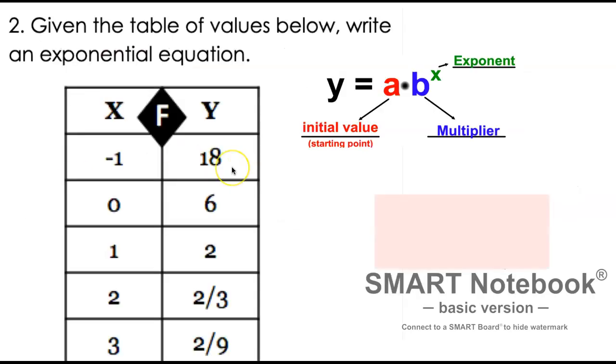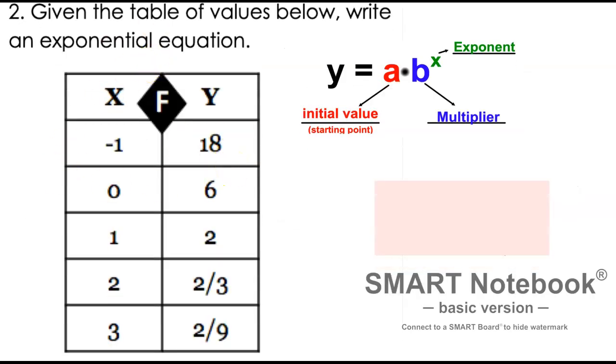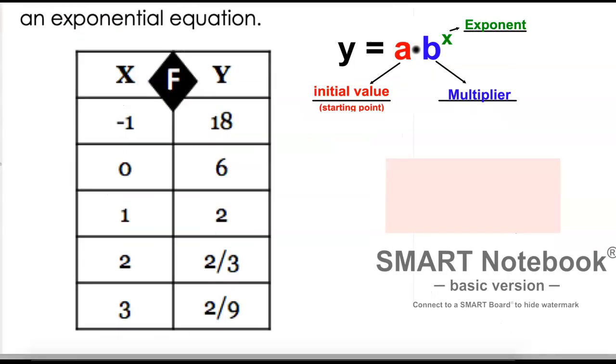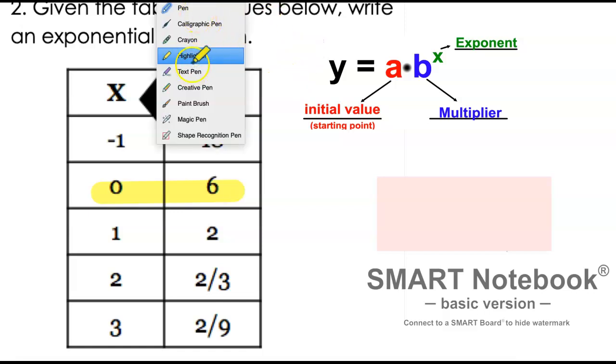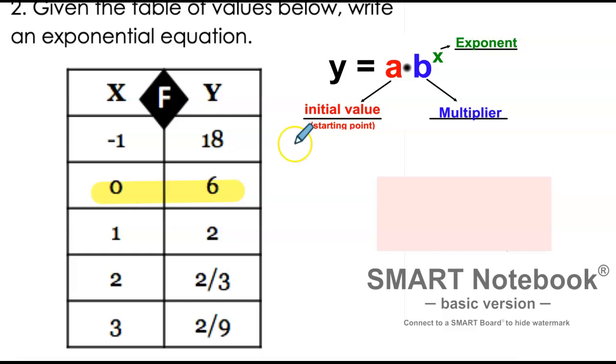So let's go ahead and look at our table here, and we want to look for the entry where x is 0. Okay, so we see right here, x is 0. When x is 0, our y value is 6. So that tells us that our initial value, our starting point, our y-intercept is 6. So a is equal to 6. Our initial value is 6.